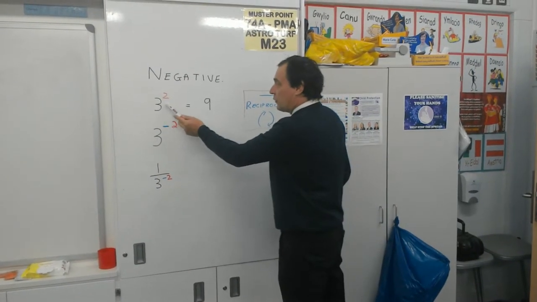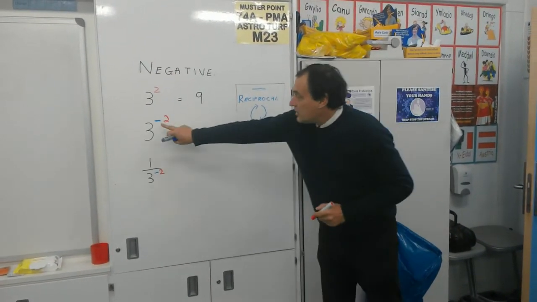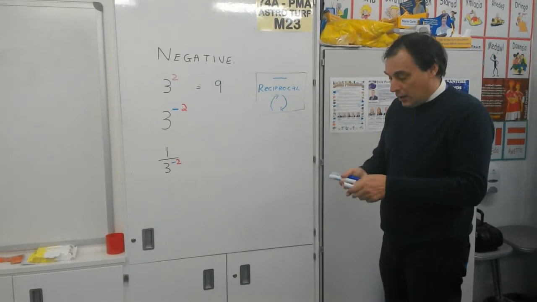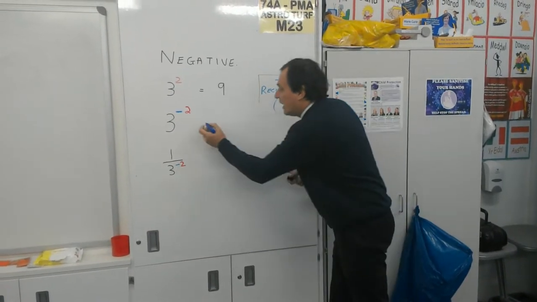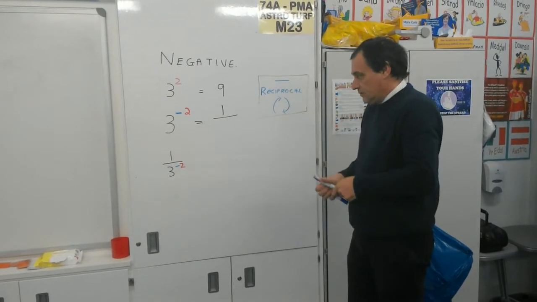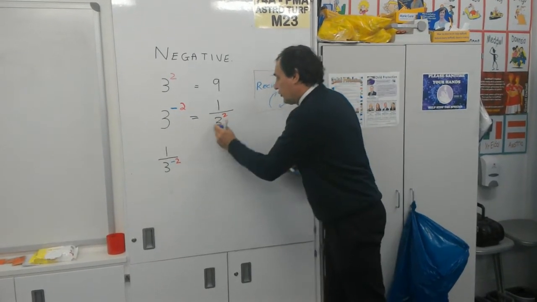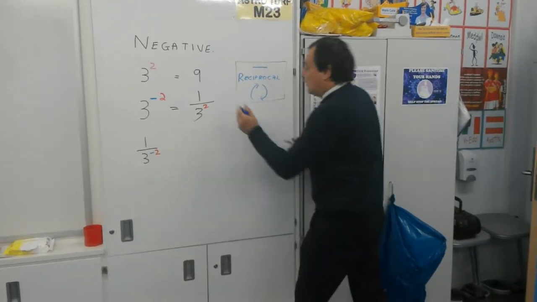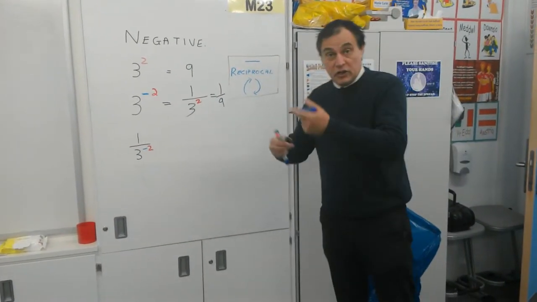We all know that 3 squared, that's 3 times 3, makes 9. If we've got 3 to the minus 2, however, what that means is the reciprocal of it. In a reciprocal, what you can do is turn the index upside down. So it becomes 1 over 3 to the 2, 1 over 3 squared. And that means it's actually 1 over 9. So a negative index, all it means is you turn it upside down.